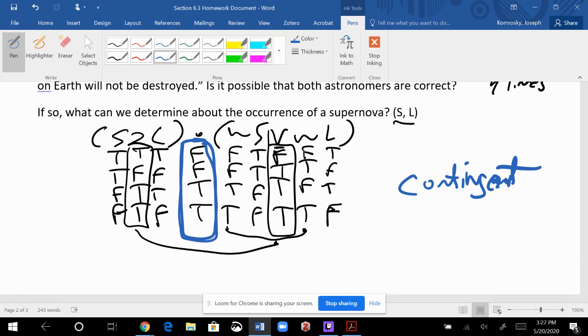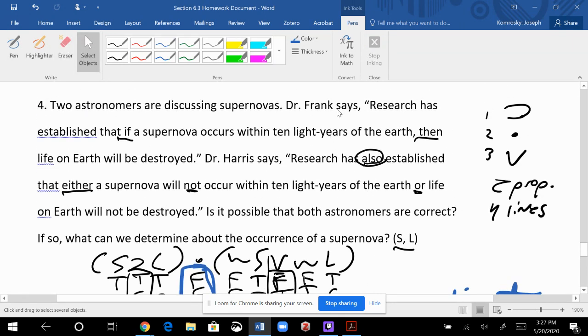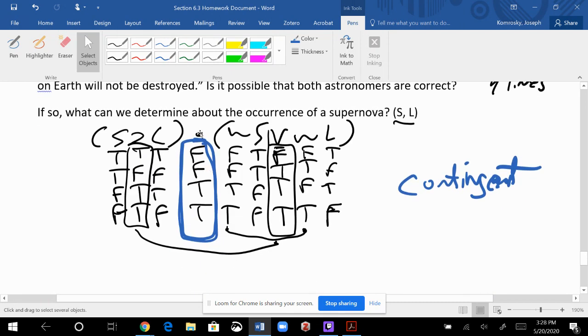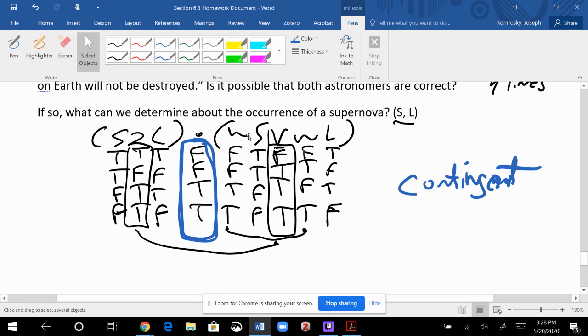So it's possible for Dr. Frank to be right about this prediction that he has. So it's possible that both astronauts are correct. If they are, then there's a supernova that will not occur within 10 light years from Earth. Okay, so Dr. Frank and Dr. Harris, if it's contingent, if it's possible, how do we know that? Because in these statements, we have at least one line where there is a possible truth value that says this is actually possible. And that, ladies and gentlemen, is it.